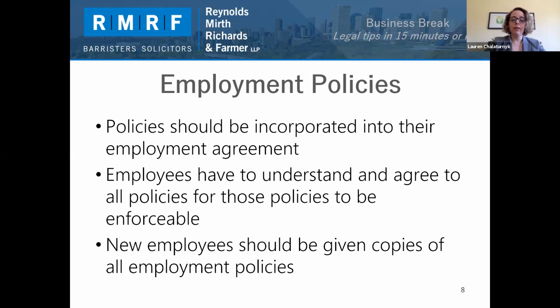And then the other piece, again, if it's incorporated into the agreement, this is easy, but new employees should be given copies of all employment policies, because the last thing you want is a situation where you're disciplining an employee under a policy and they've never seen it, they don't know what it is, because in that situation, it's pretty unlikely that you'll be able to enforce that policy. So those are the initial steps once you have that employee in place, is to make sure that agreement and any associated policies are incorporated and provided to them so that they understand and agree to them.